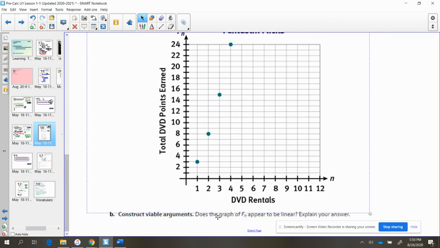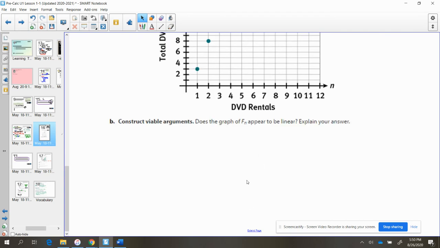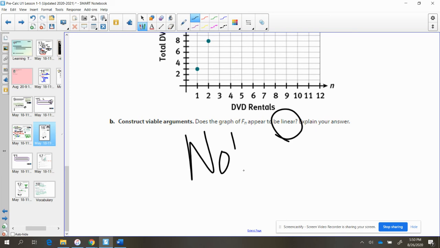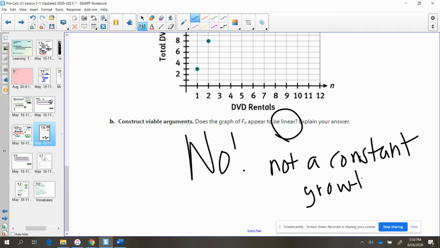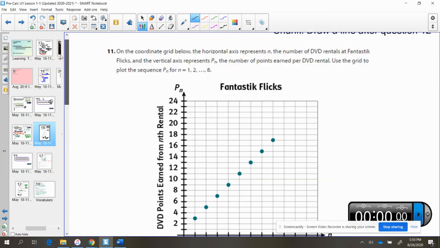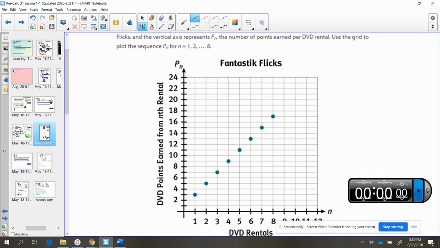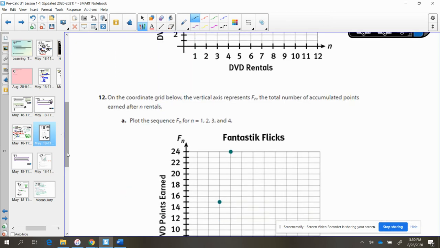Is this linear? Absolutely not. It's growing at a much quicker rate. All right, is this linear? No. Why not? Not a constant growth, aka we are not adding or subtracting a constant number to this. It's not linear.